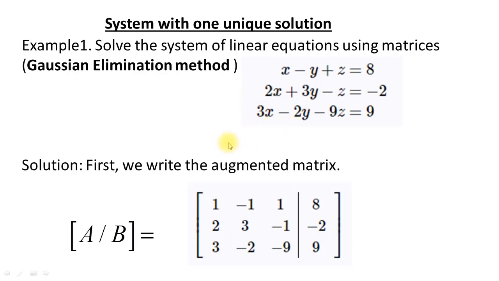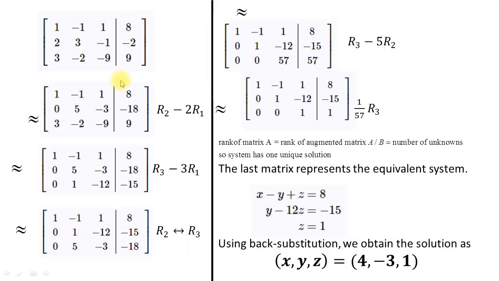First of all, write this system in matrix form and take the augmented matrix. This is the coefficient matrix and this is the constant matrix. So this full matrix is called the augmented matrix. Now perform row operations to convert this augmented matrix to echelon form. So this is the augmented matrix, and now subtract 2 times R1 from R2. We obtain 1, minus 1, 1, 8, 0, 5, minus 3, minus 18.